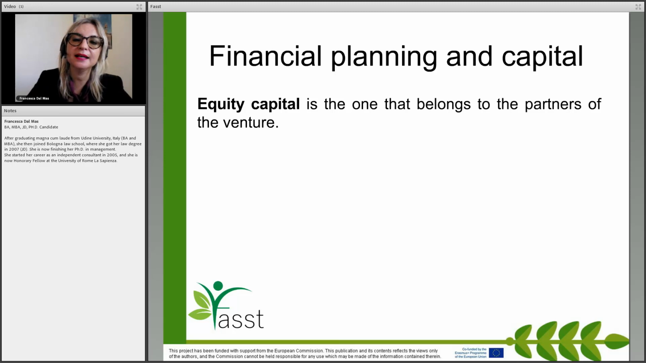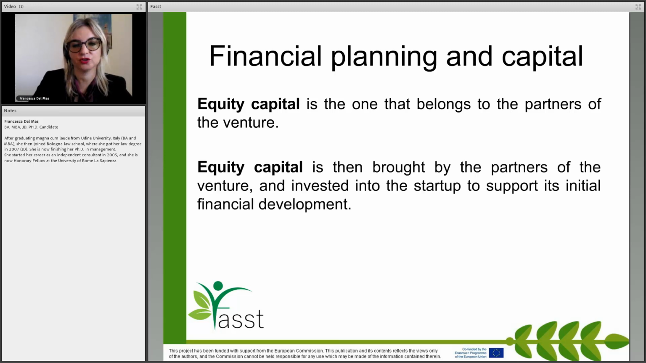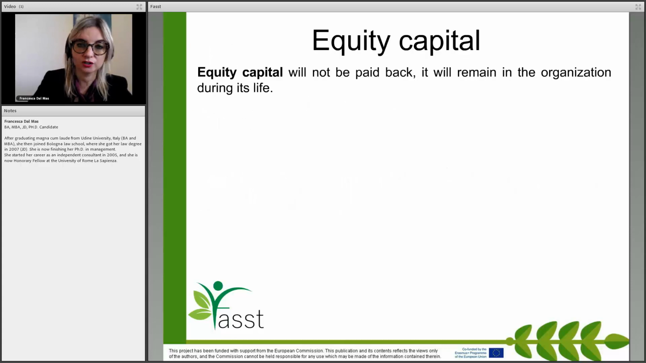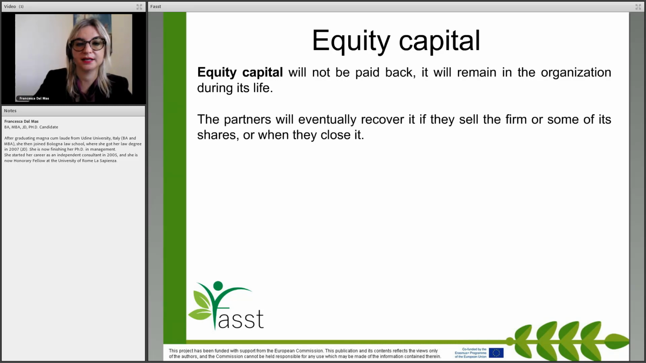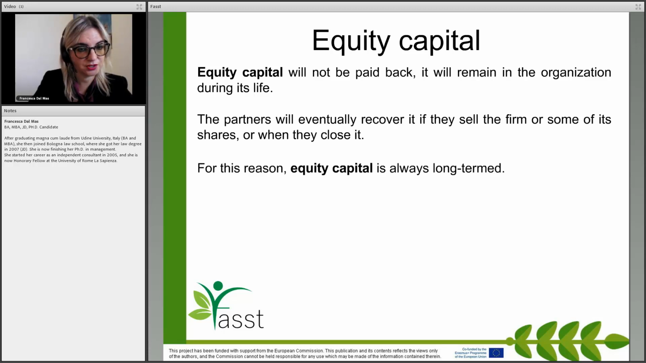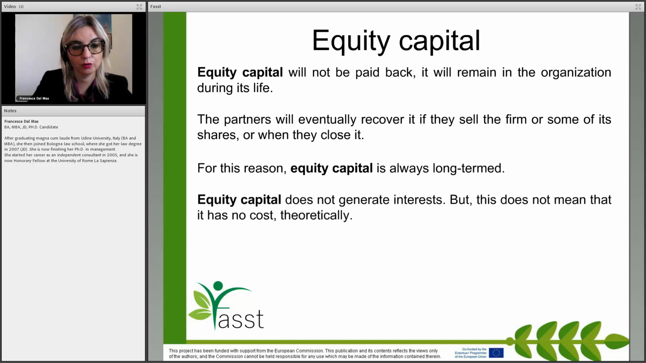On the other hand, we have seen that equity capital is another option. Equity capital is the money that belongs to the partners of the venture. So the partner wants to invest in the startup to support its initial financial development. Equity capital is not meant to be paid back. It will remain in the organization during the entire life of the organization. The partners will eventually recover it if they sell the firm or some of its shares or when they close the firm. For this reason, equity capital is always defined as a long-term tool.